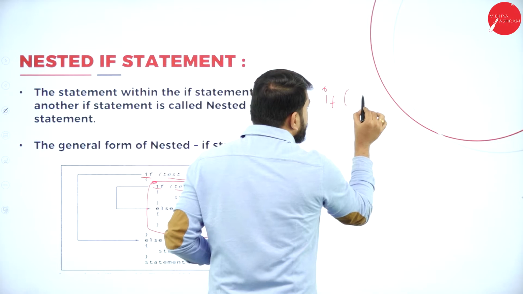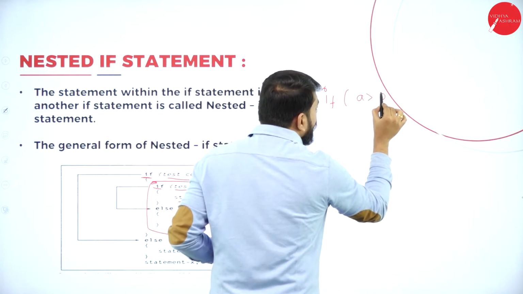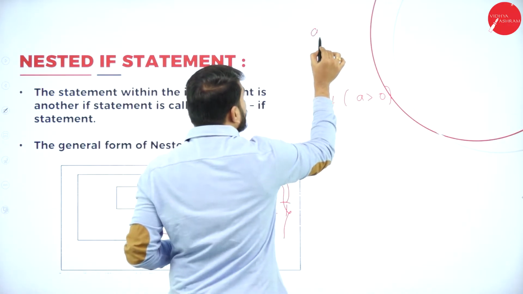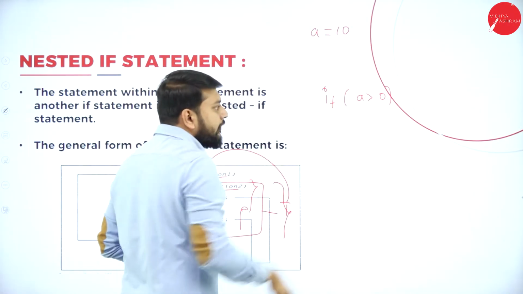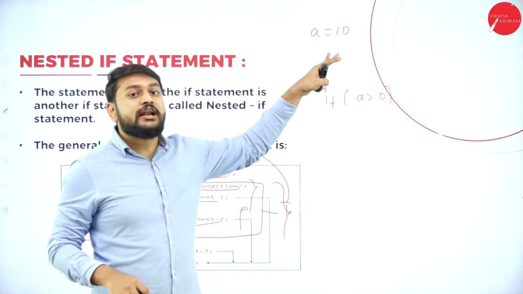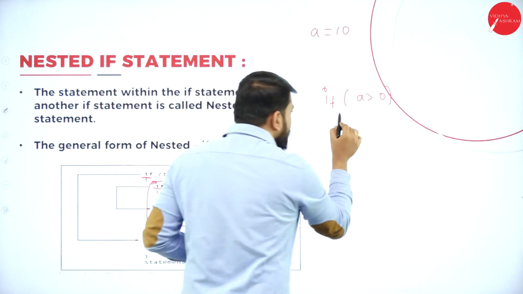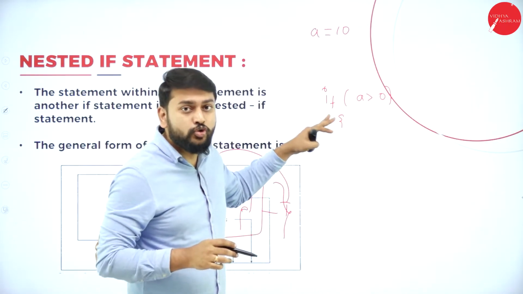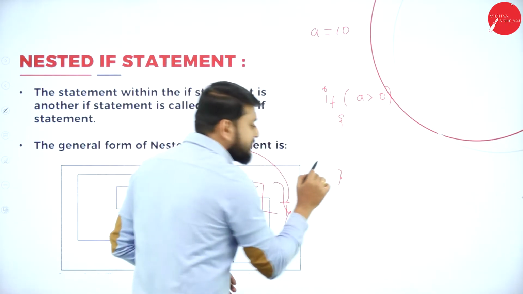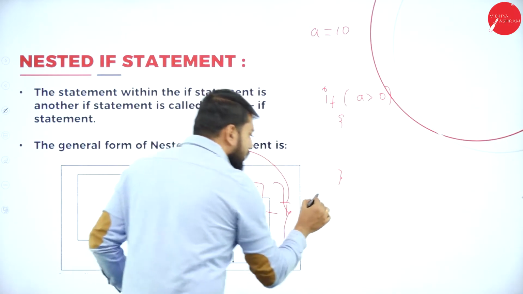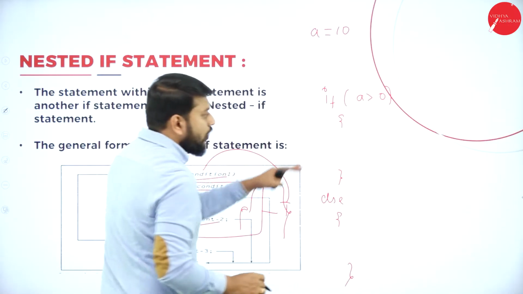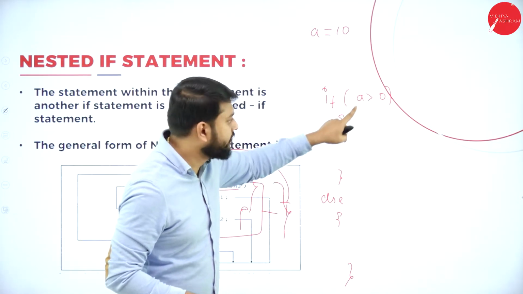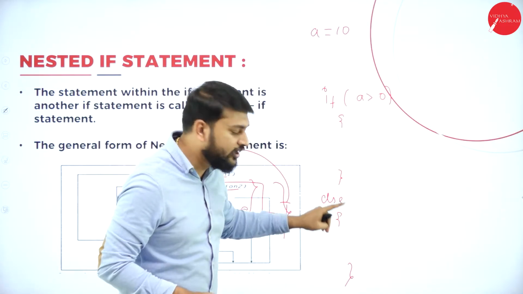Let me assume that A is greater than 0. Let me assume a value for A, so A is equal to 10. So if A is greater than 0, if this condition is true, then I have to write the true block. You all know how to write if else. So let me write that. This is what I will call the true block, and this is the false block. The true block will be executed if the condition is true, and the false block will be executed if the condition is false.